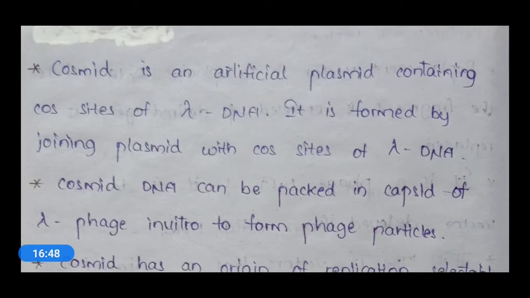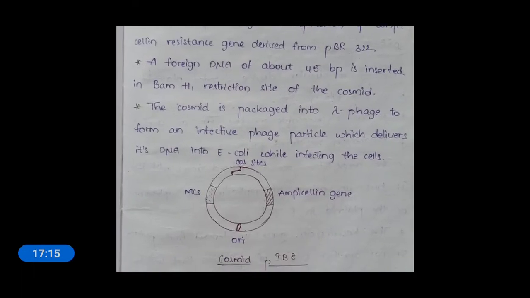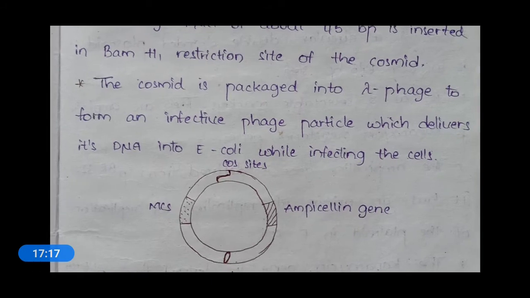This plasmid is an artificial plasmid. Cosmid is an artificial plasmid containing cos sites of lambda DNA. So here lambda DNA's cos sites were added to the plasmid and an artificial cosmid was developed. Okay. So once you see the diagram of this cosmid, then you will get a better idea. If you can see the cos site here.